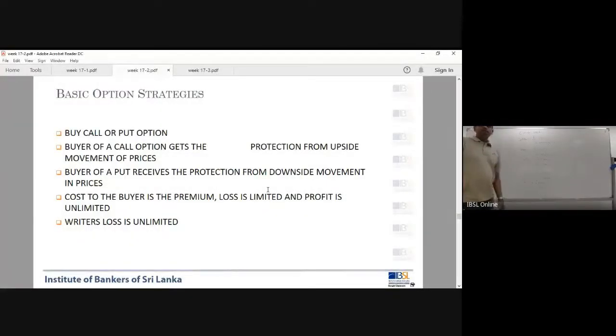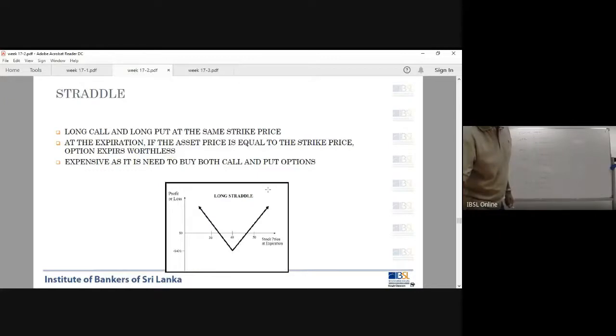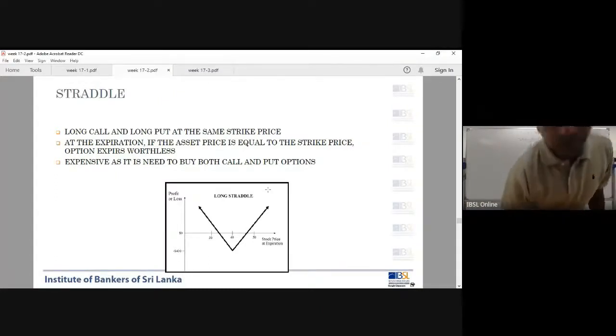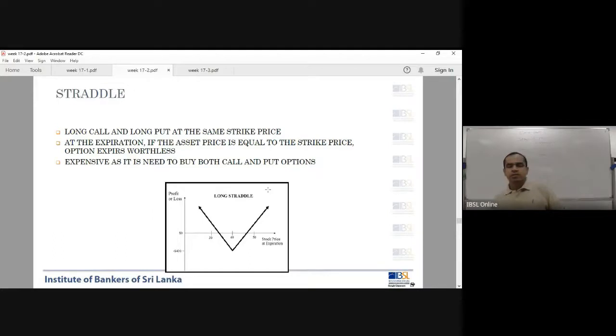Now there are instances where you can combine options. They're called option strategies. Right. So let's see how we can do it. First one is called the straddle. Now in a straddle, you combine a call option and a put option at the same strike price. Right. That's called a straddle.